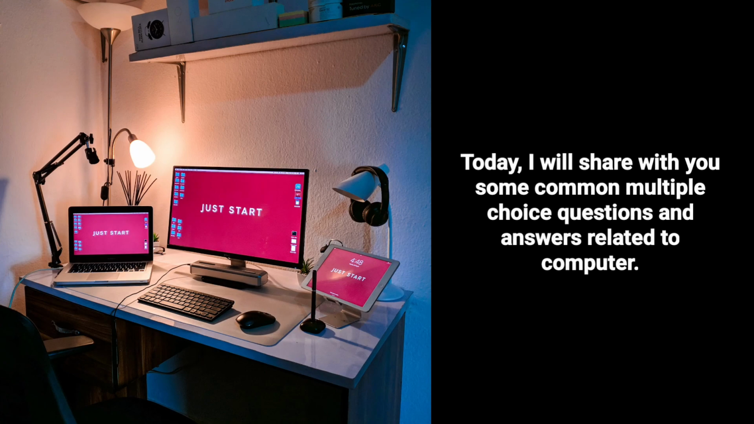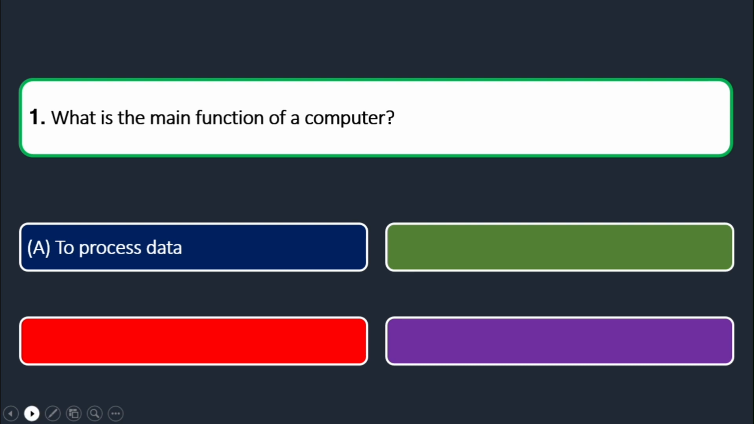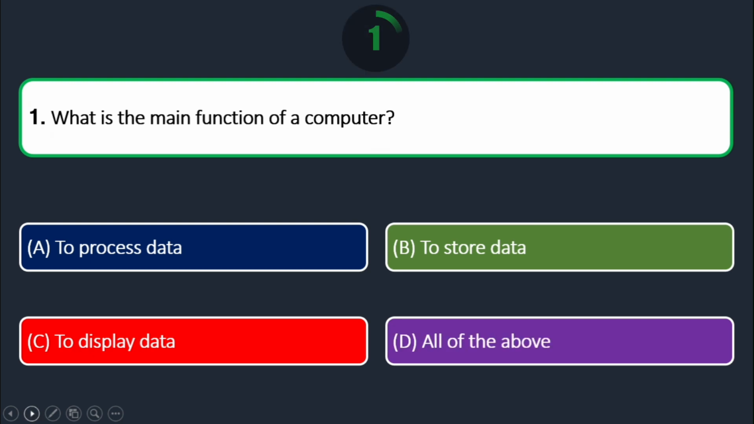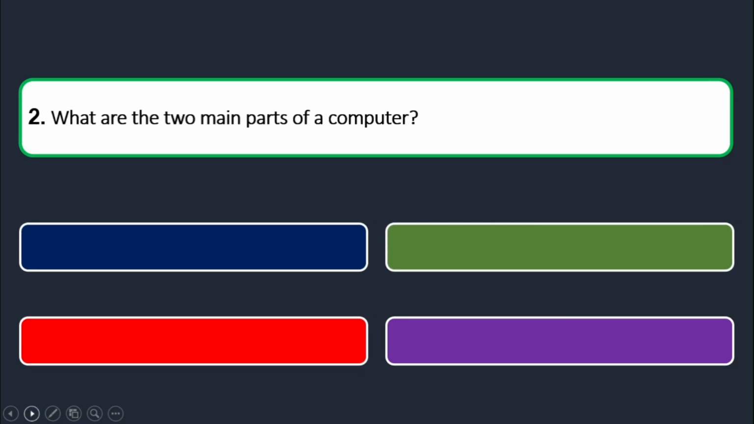Today, I will share with you some common multiple choice questions and answers related to computer. First question. What is the main function of a computer? Your options are A. To process data, B. To store data, C. To display data, D. All of the above. The correct answer is D. All of the above.